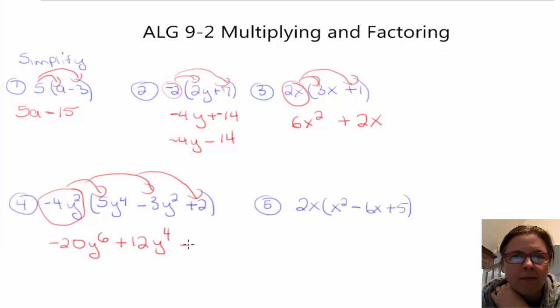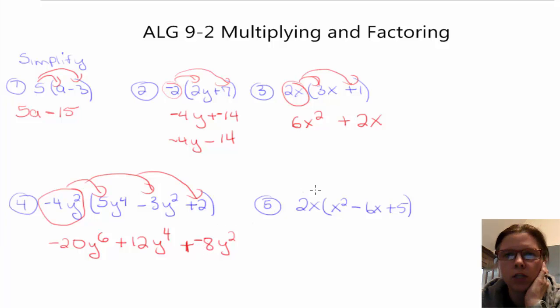Okay. And then minus or plus, you can say plus 2 times negative 4, which is negative 8y squared. Okay, so you can make this just minus 8y squared. I don't care which one you do.